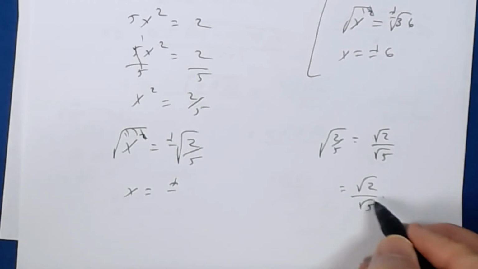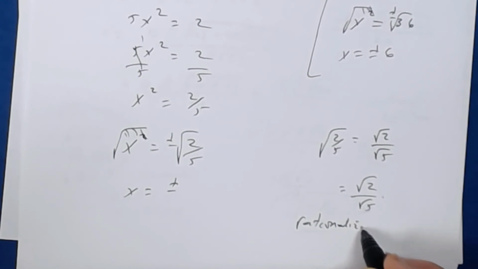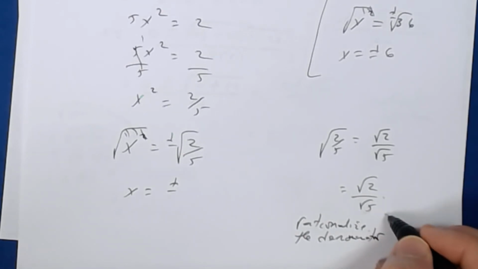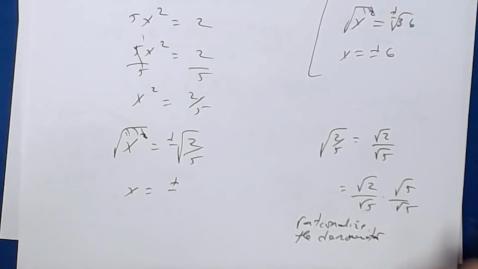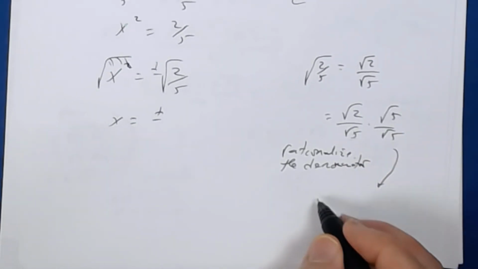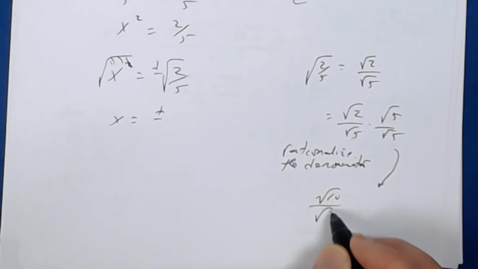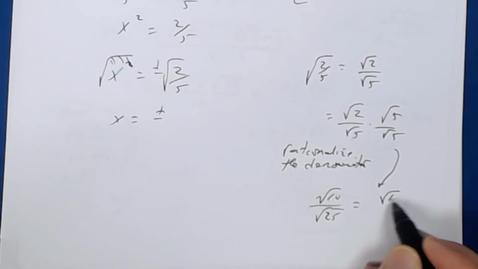Right now, the square root of 5 is irrational, so you need to rationalize the denominator. Remember what that meant: you had to make the denominator a rational number. All you have to do is multiply the numerator and the denominator by the square root of 5, whatever that number is down here. So notice what happens now. The square root of 2 times the square root of 5 is the square root of 10, since 2 times 5 is 10. The square root of 5 times the square root of 5 is the square root of 25. But 25 is a perfect square, so the square root of 25 is 5.